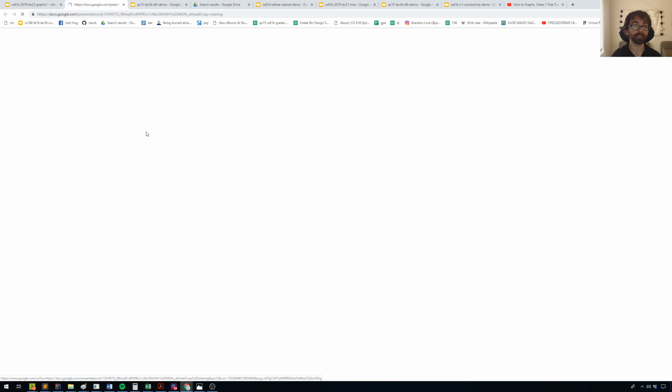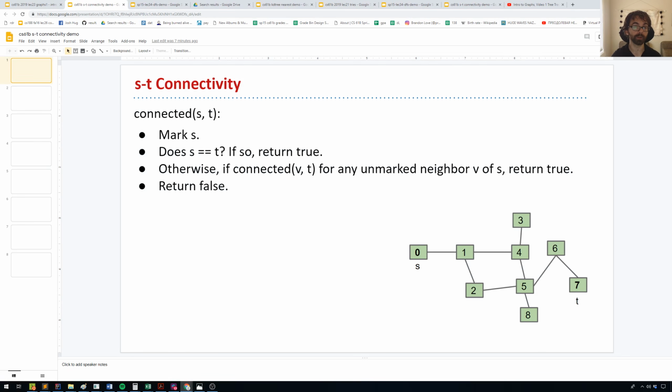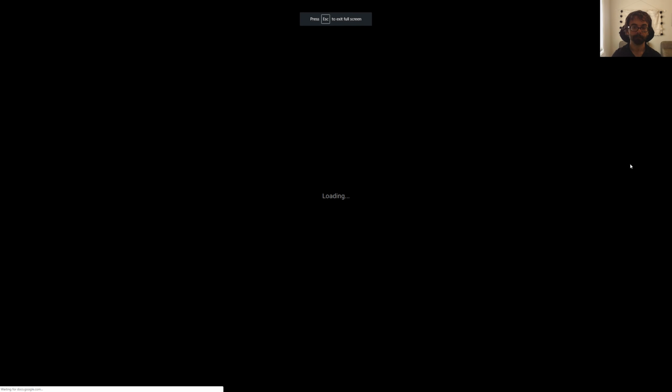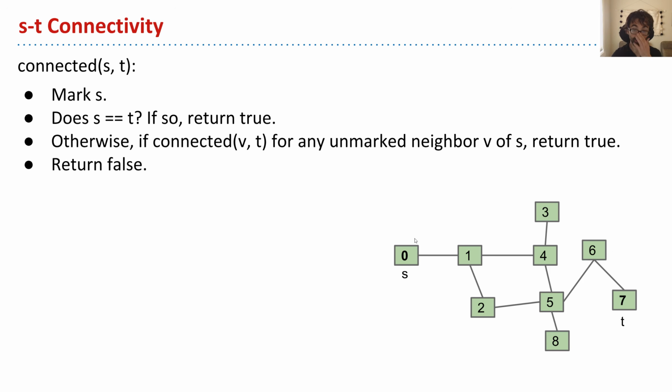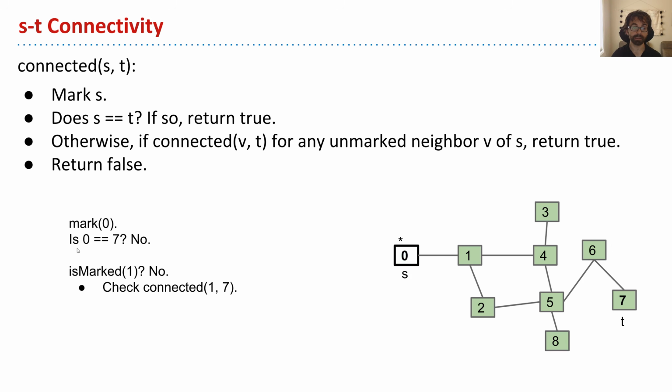So let's see here a little demo of this algorithm for connectivity. So this is just literally what was on the slide, and this is a very typical approach. So we'll start by looking at S, and we'll mark it first, and then we'll say, is 0 equal to T? No, the answer is no, so we're not going to return anything. So now we're going to consider every neighbor of S, and we'll check if they're marked. So is 1 marked? No. So let's call connected(1, 7).